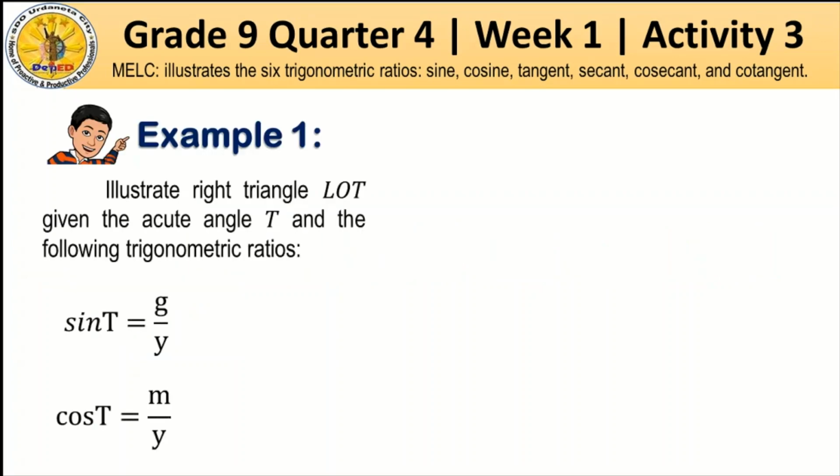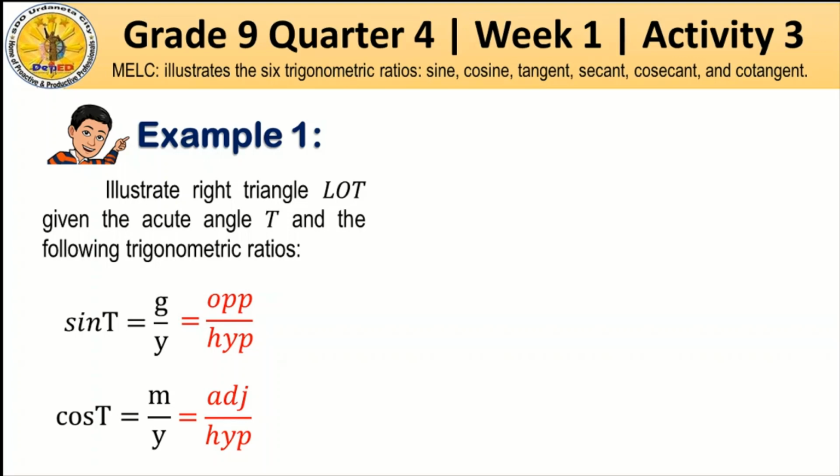Illustrate right triangle LOT given the acute angle T and the following trigonometric ratios. We have sine T is equal to G over Y and cosine T is equal to M over Y. We know that sine T is also equal to opposite over hypotenuse. And we also know that cosine T is equal to adjacent over hypotenuse.